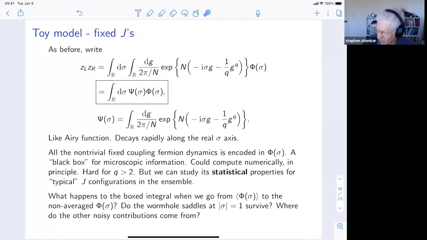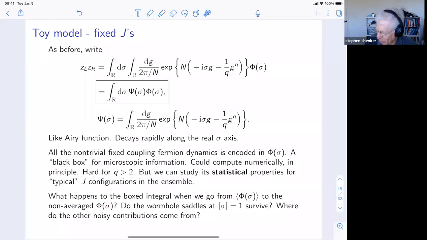All right, so what happens to this boxed integral when we go from the average value of this to the non-average value? Well, something should change. The average value of this clearly just has the wormhole answer, but that doesn't have j dependence. So something has to change. So what happens when we go from the average value of this to the non-average value?